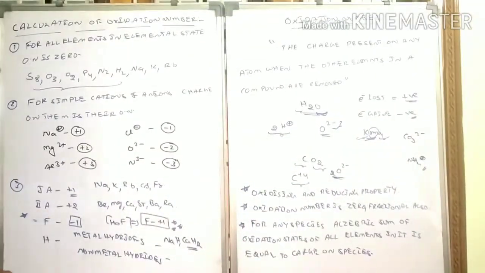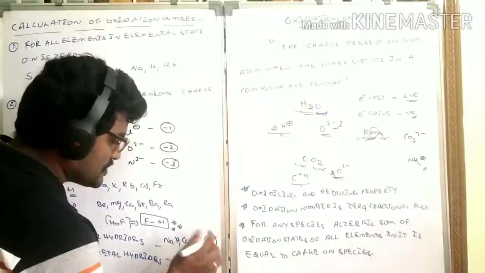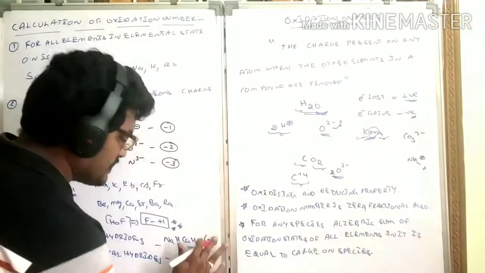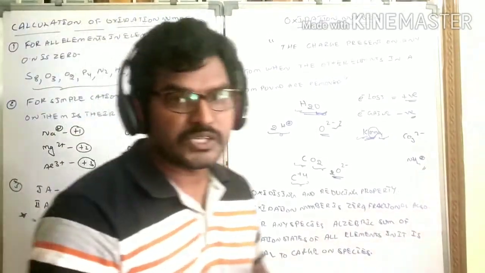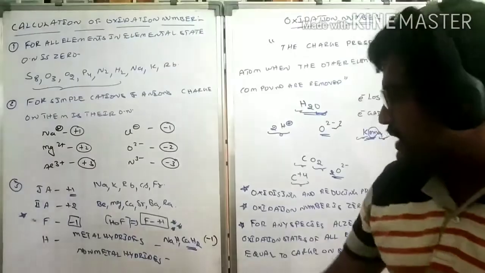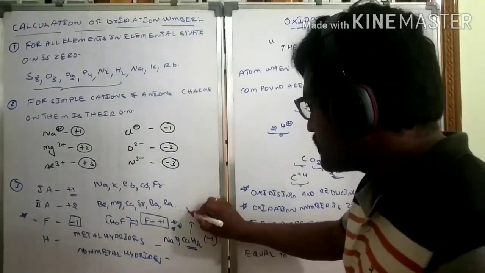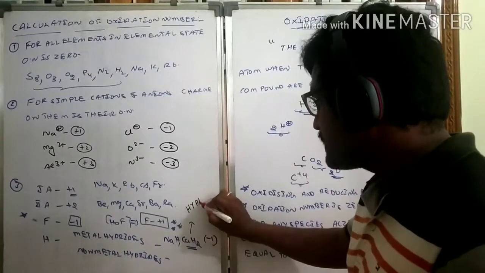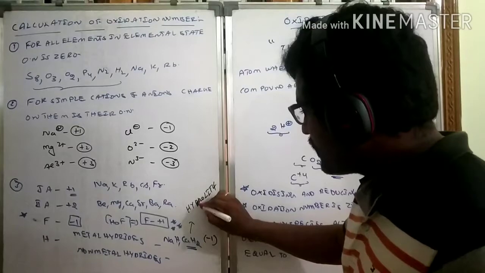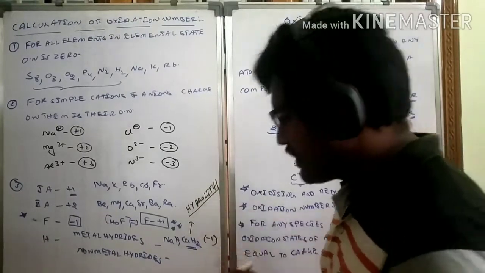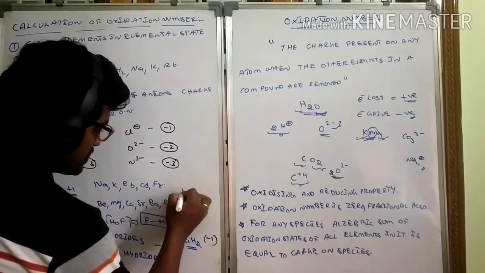CaH2 is known as hydrolith. Whenever we produce hydrogen gas, because of its light weight, it is not possible to transport the hydrogen gas from one place to another. That's why we use this CaH2. CaH2 is known as hydrolith. This is a very important CBSE question. They will be asking you, what is hydrolith?